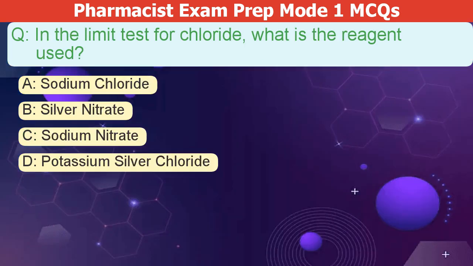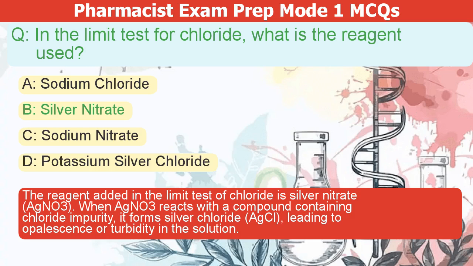In the limit test for chloride, what is the reagent used? A. Sodium chloride. B. Silver nitrate. C. Sodium nitrate. D. Potassium silver chloride. The correct answer is B. The reagent added in the limit test of chloride is silver nitrate, AgNO3. When AgNO3 reacts with a compound containing chloride impurity, it forms silver chloride, AgCl, leading to opalescence or turbidity in the solution.